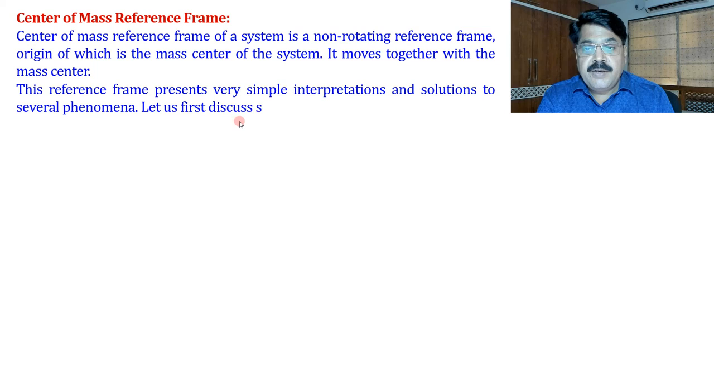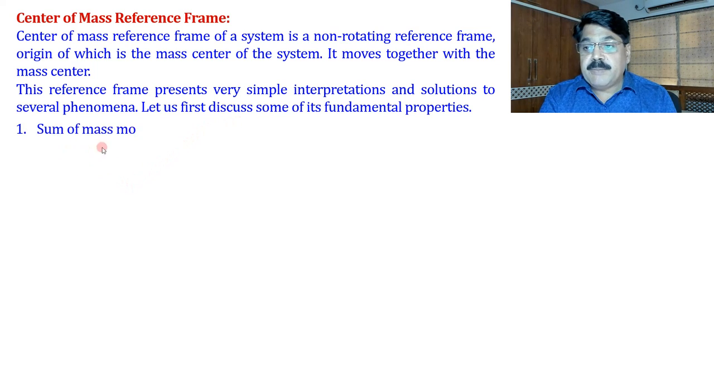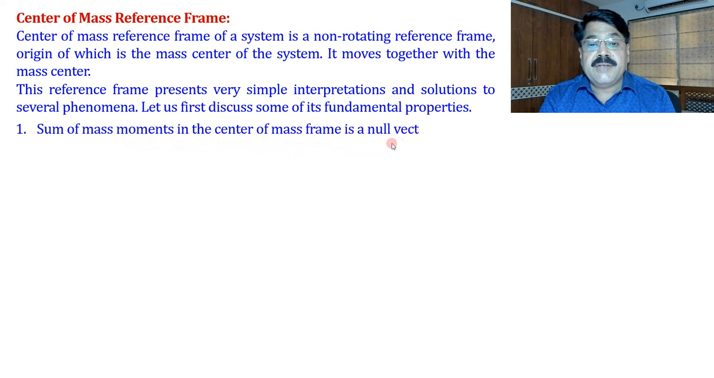Let us first discuss some of its fundamental properties so that we will be able to understand how this reference frame will simplify solutions. The first property is that the sum of mass moments in the center mass frame is a null vector. What is mass moment? Mass moment of a particle is the product of the mass of the particle and its position vector.